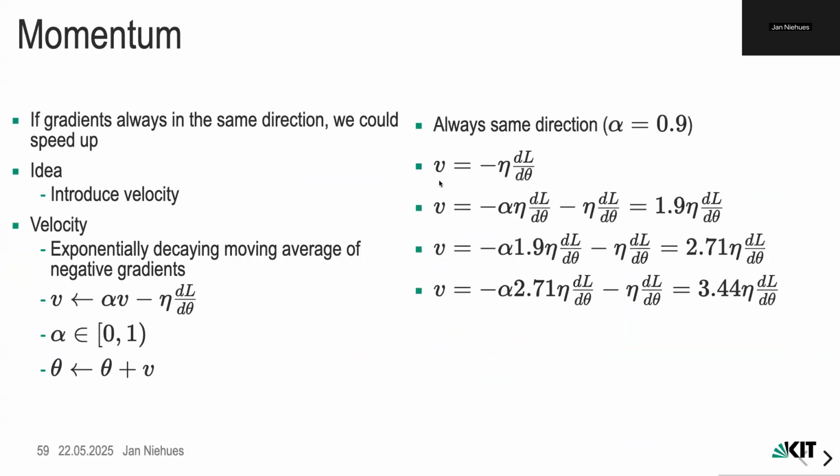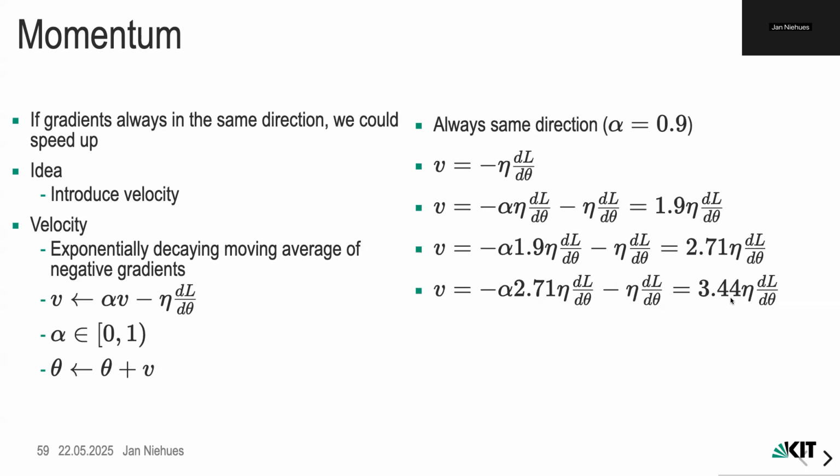So here again, as an example, if your alpha is 0.9, you're always going in the same direction, then you're seeing how you speed up here. So in the beginning, you're having your learning rate. The next time you have alpha, so the previous one is this one, you put in the previous one here. So now you're going 1.9 times this direction. And the next time you're going 2.71 times this direction, and the next time 3.44. So you're always going faster and faster in this direction if the gradients are the same.